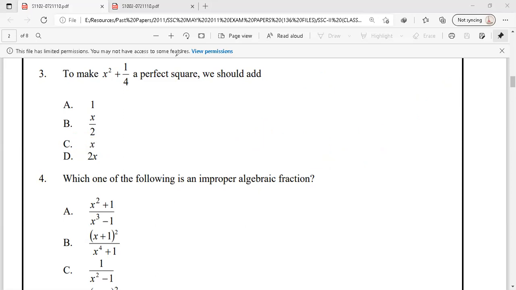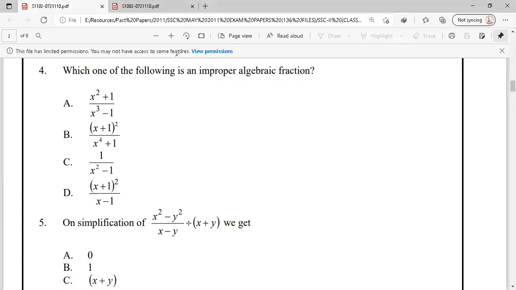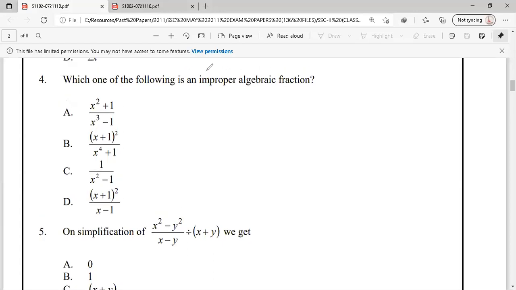Then let's come to our question number 4. Which of the following is an improper algebraic fraction? If you recall what an improper fraction is, those are fractions in which the degree of the numerator is greater than or equal to the degree of the denominator. If the degree of the numerator is equal to or bigger than the degree of the denominator, such an expression is called improper. So here the power of x is 2 and here it is 3.